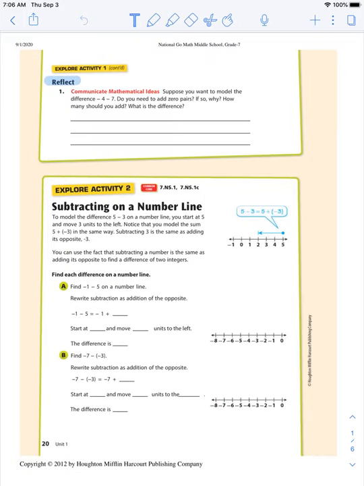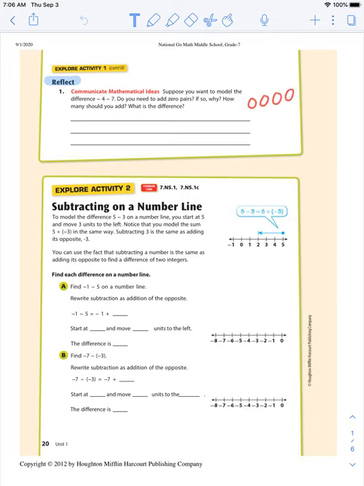All right, so let's reflect on this a little bit. Suppose you want to model the difference -4 minus 7. Do you need to add 0 pairs? If so, why? How many should you add? And what is the difference? Well, let's set this up like we would in the last example. So we have -4 minus 7. We're going to start with 4 red counters.